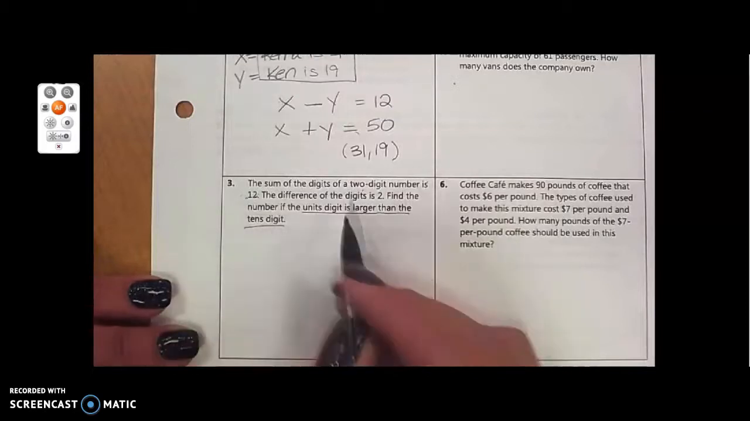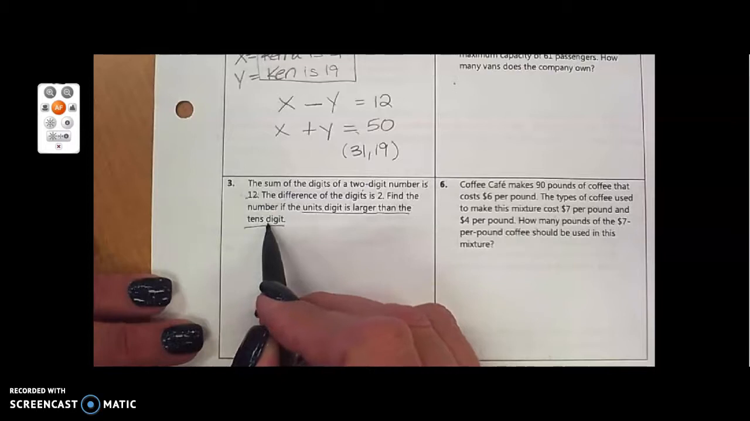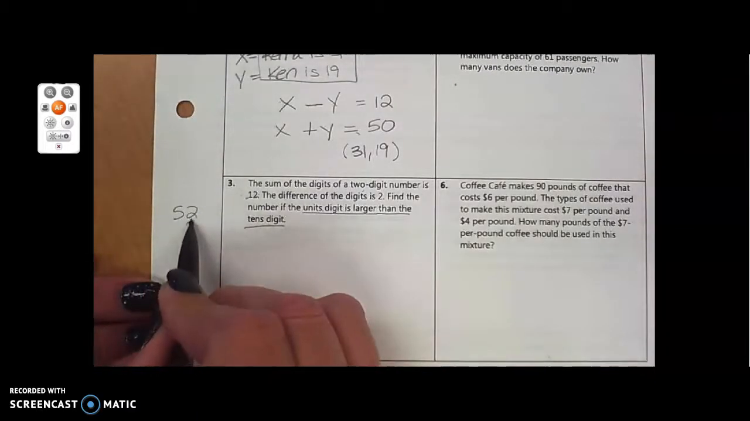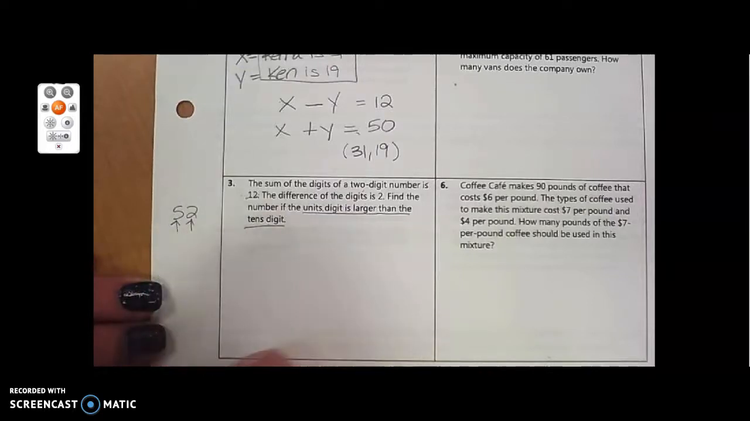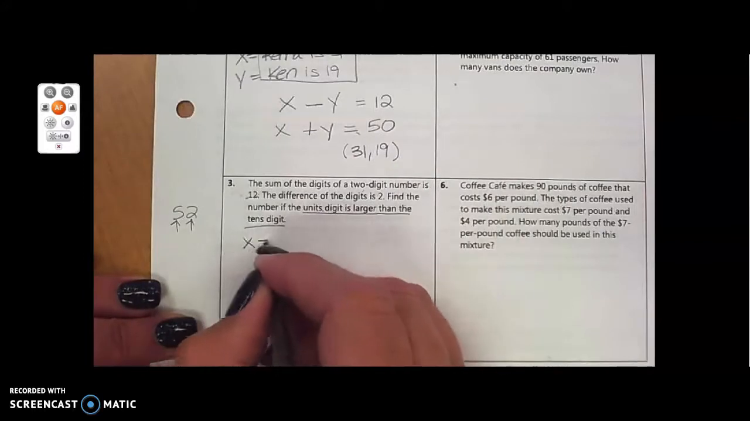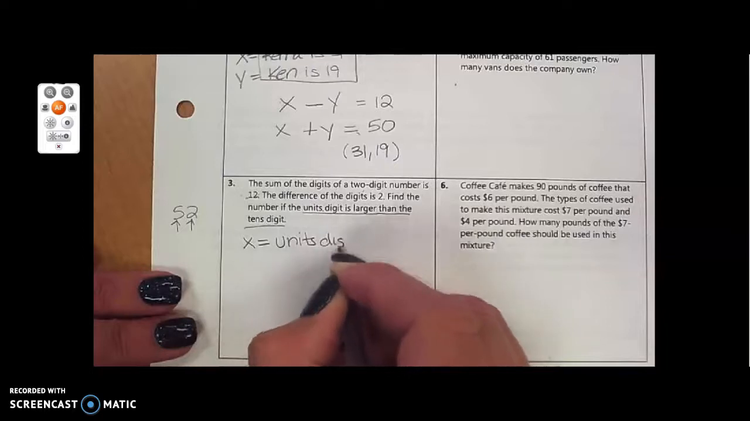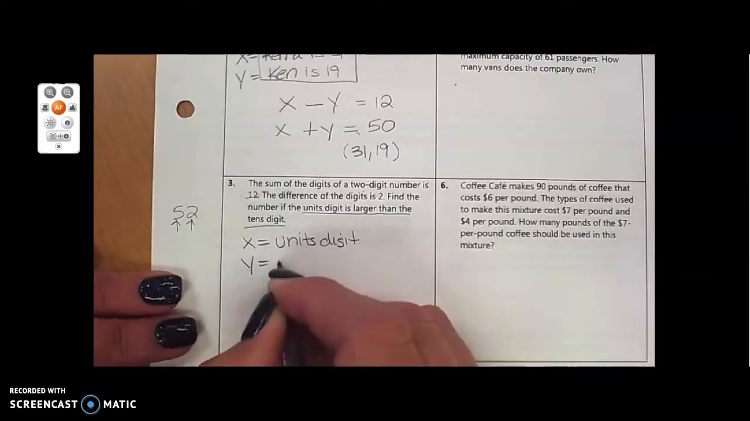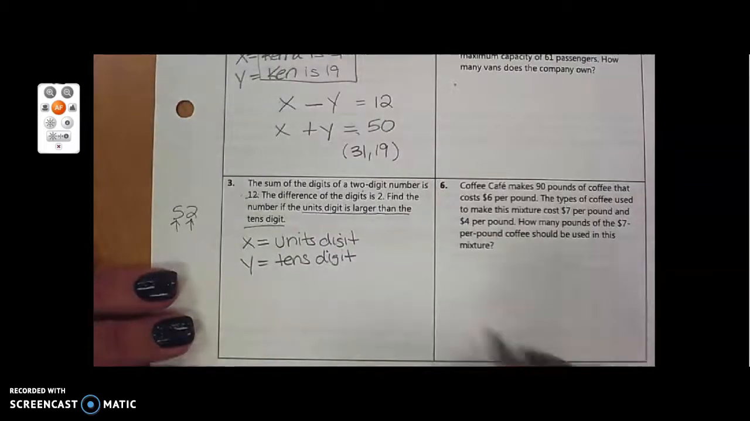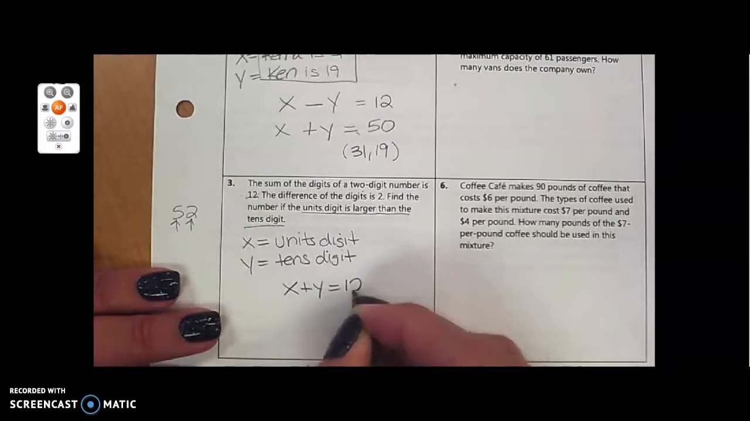We have units digit and tens digit. Because in a 2-digit number like 52, the units digit is 2, and the tens digit is in the 5 spot. So let's say X is going to be the units digit, and Y is going to be the tens digit.